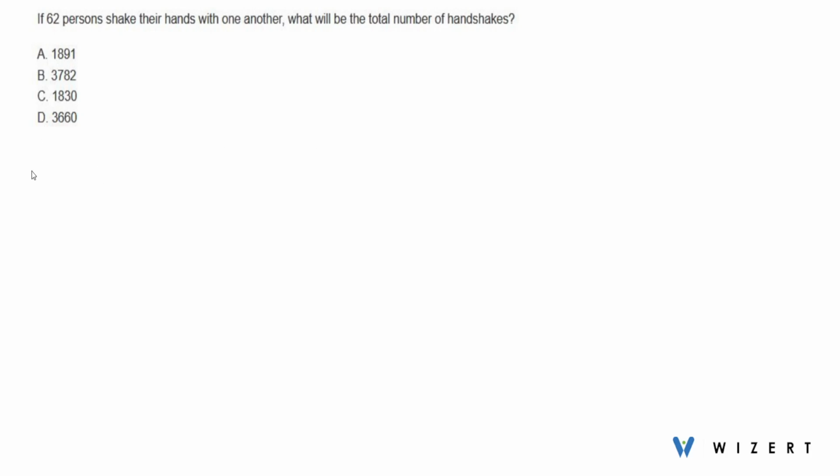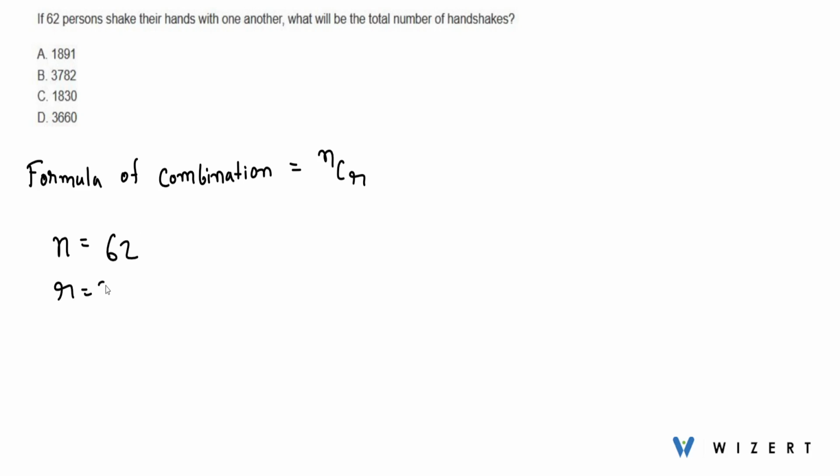Now we know the formula of combination. So formula of combination is equals nCr, where n stands for total number of objects available to us and r is the total number of objects which we have to select. Now in this case, n will be equal to 62 because total number of available persons is equal to 62 and the total number of persons which we have to select in order to complete one handshake is 2. So r will be equal to 2.